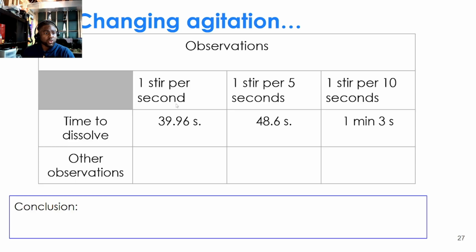I've given you some values. 1 stir per second, 1 stir per 5 seconds, 1 stir per 10 seconds, right? The less we stir, the greater the time it takes to dissolve, essentially.